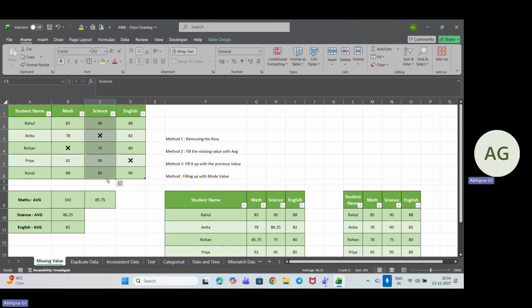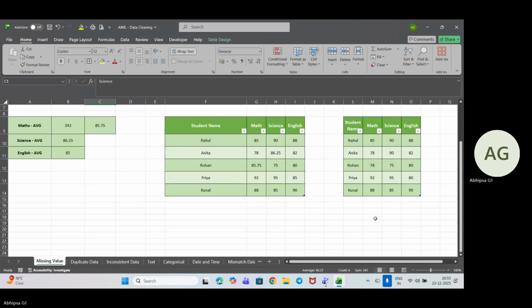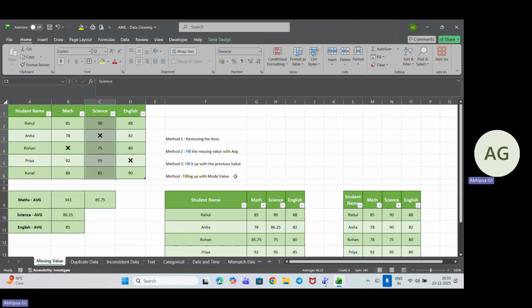So we will be filling it up with this, right? So that is basically filling up with the mode value, which is used for text data like yes, no, male, female. There we check for the mode value, and based on the mode value, we fill the data, right?